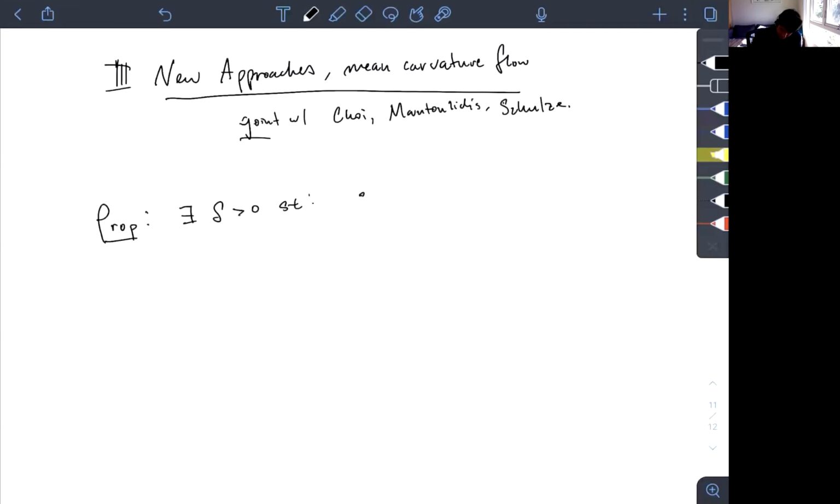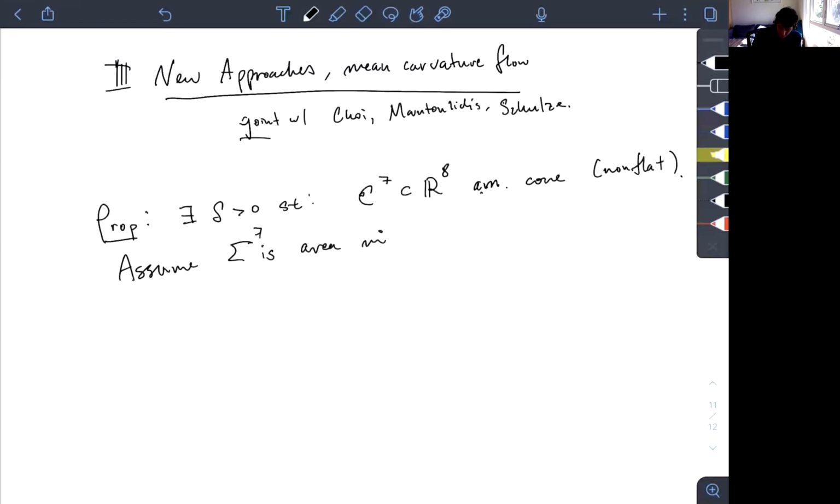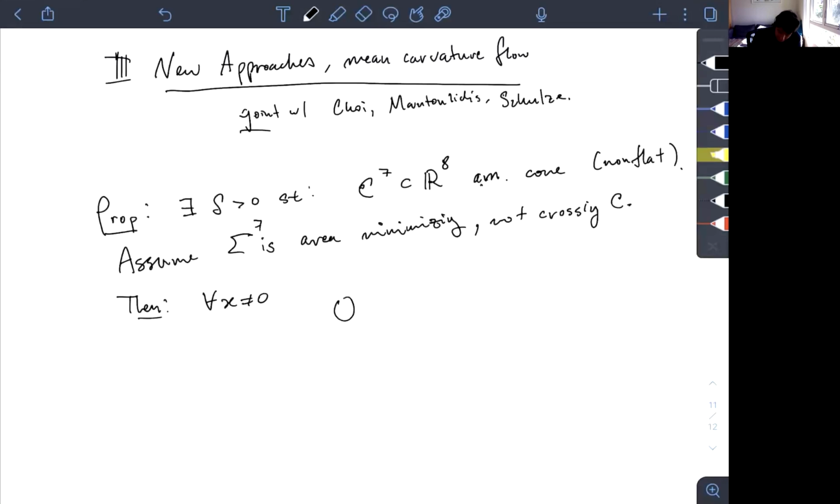And so suppose you have an area minimizing cone. It's non-flat. Okay, so of course the hyperplane is area minimizing, but I don't want to consider that. And then suppose you have an area minimizing surface that doesn't cross the cone. But you can just imagine that it lies on one side of the cone, right? Then for any point that's not the origin, you have the following density drop.